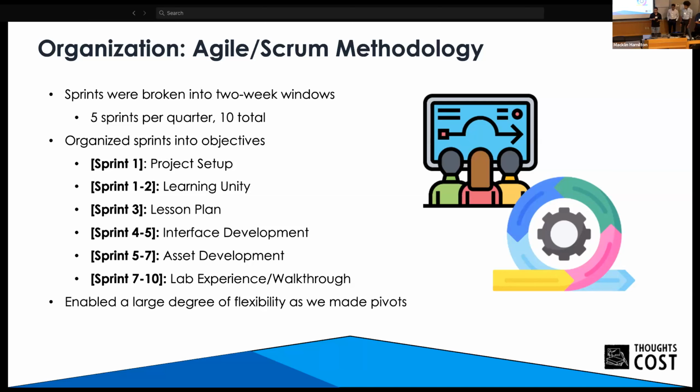Sprint 4 through 5 was the interface development. Sprint 5 through 7 being gathering the assets needed to perform the experiment. And sprint 7 through 10 being the implementation of the lab experiment itself.